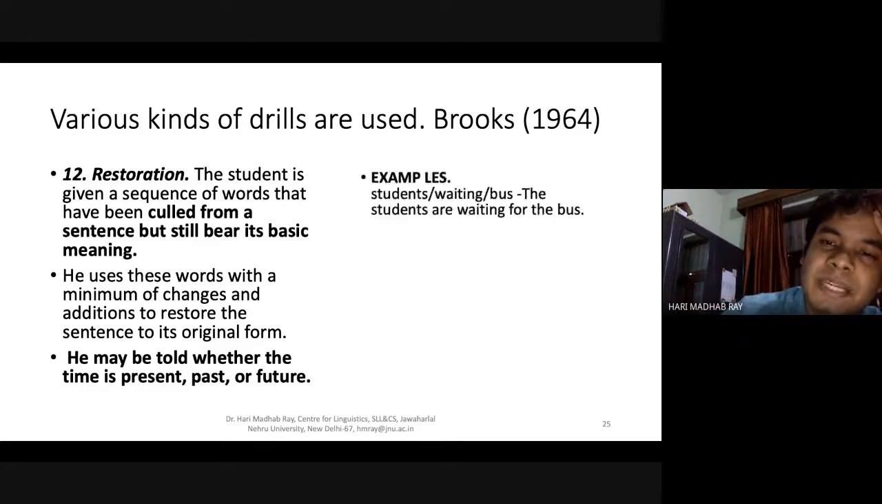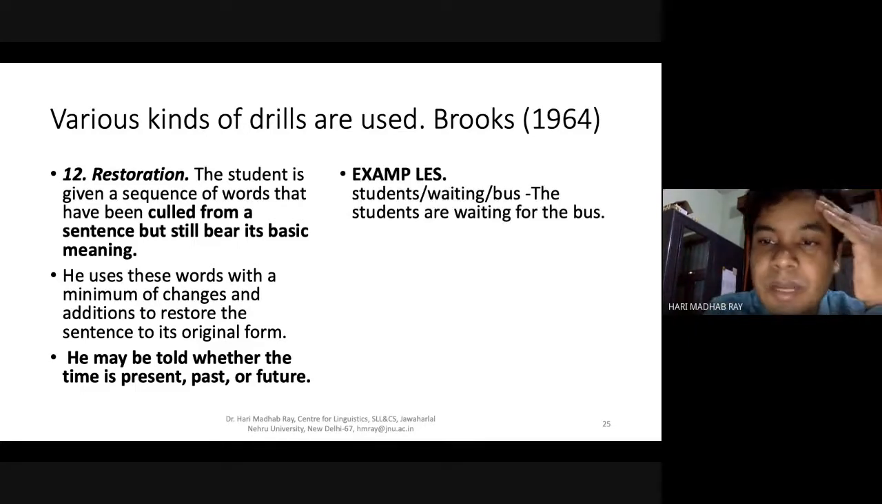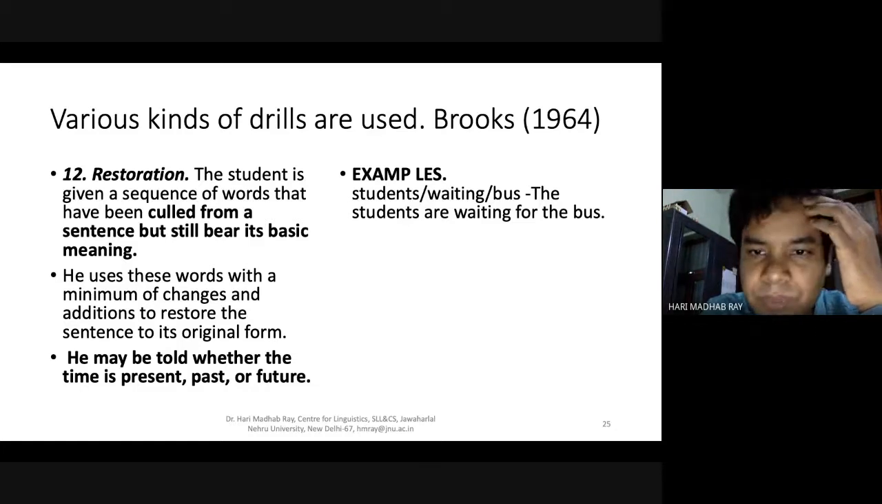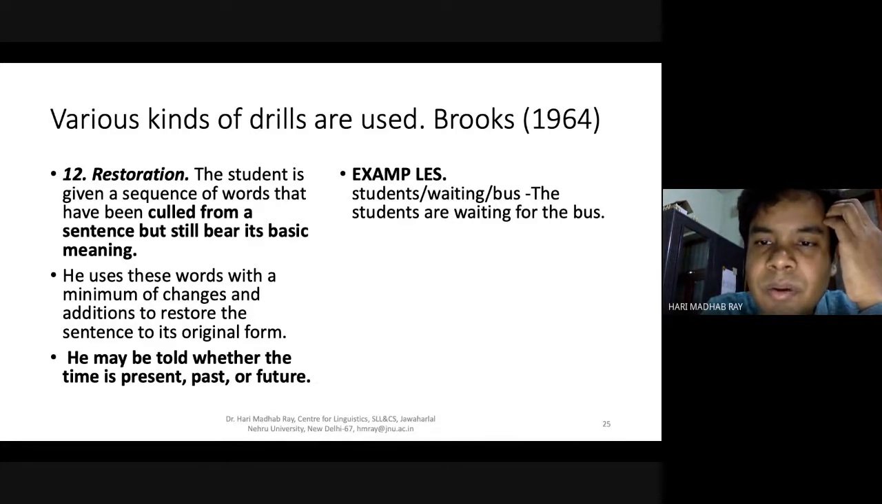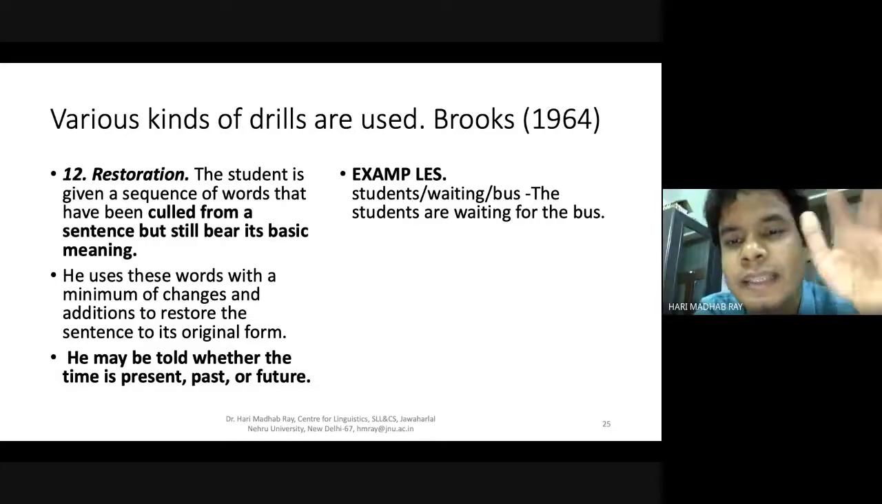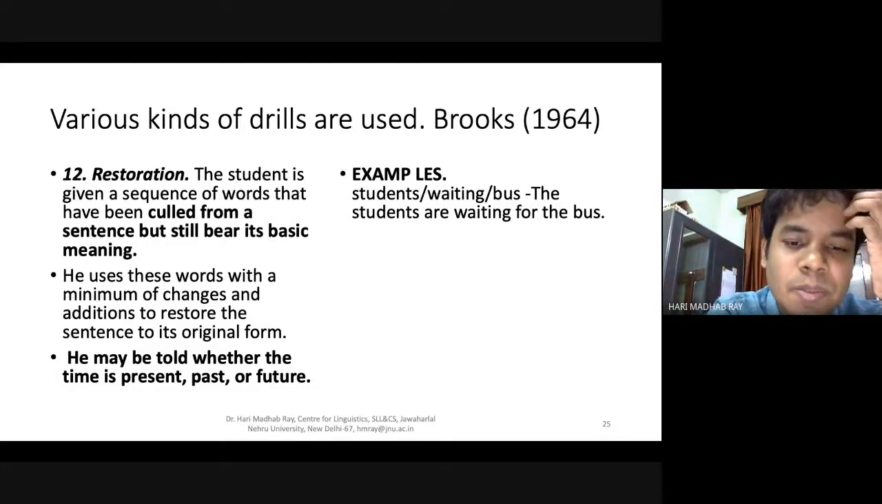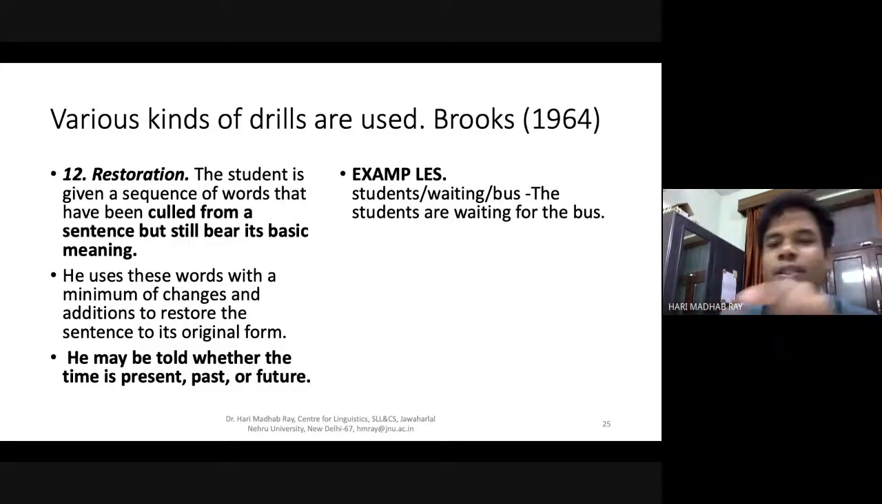One example could be, let's say, students waiting bus. That's what the teacher is saying. These are the three words: students waiting bus. So, the students are waiting for the bus. Either you can make it in the present, or maybe in the past, or in the future. Students were waiting for the bus, or are waiting for the bus. You just make that, depending on whichever the tense, the present, past, or future. So this is again another interesting restoration exercise.